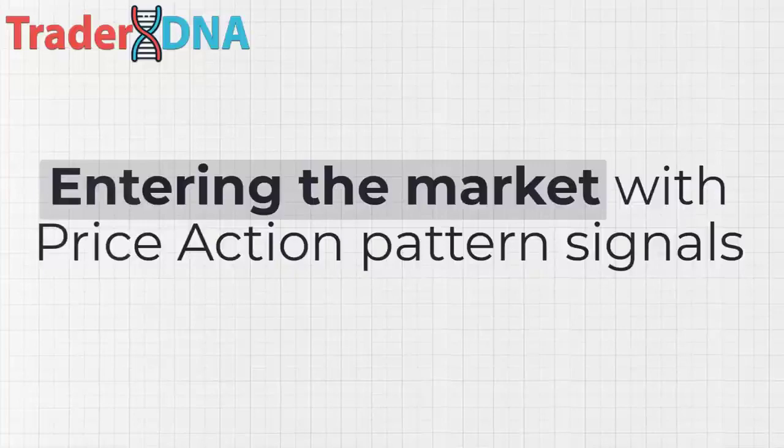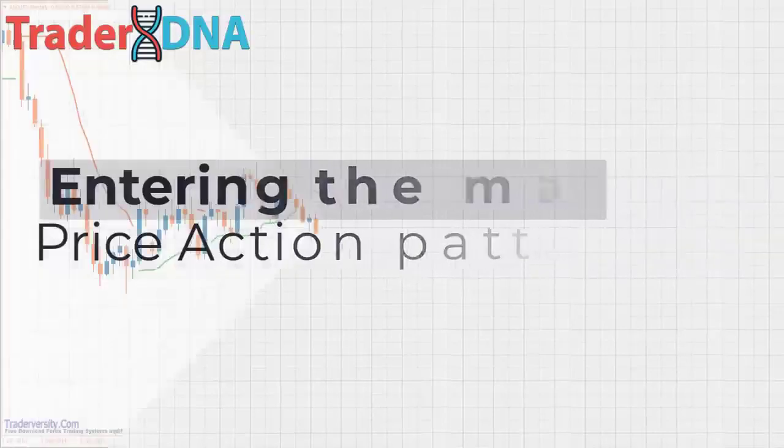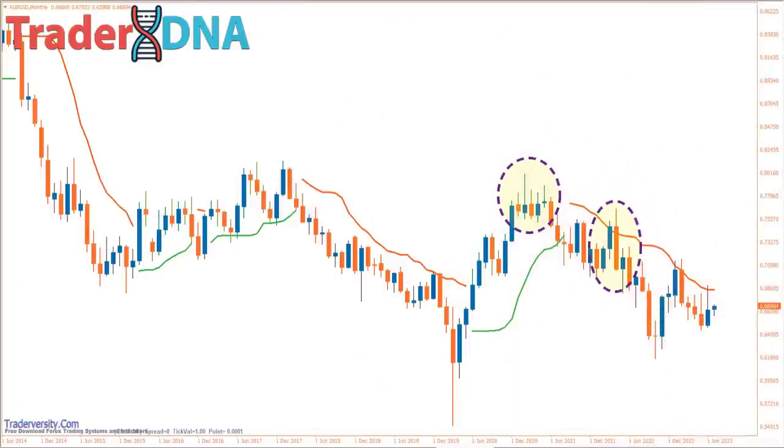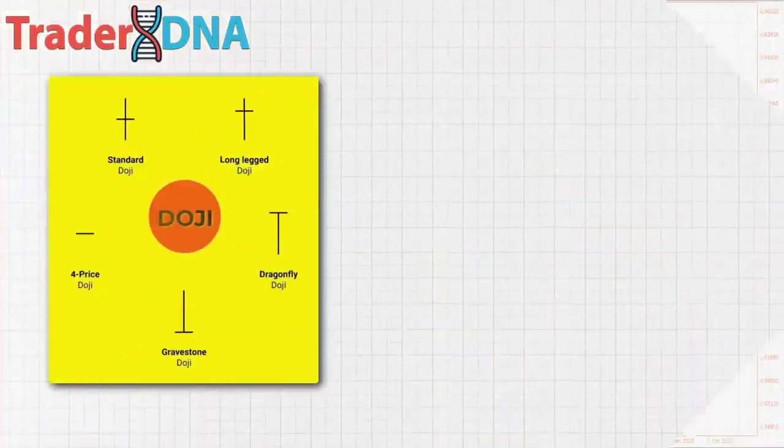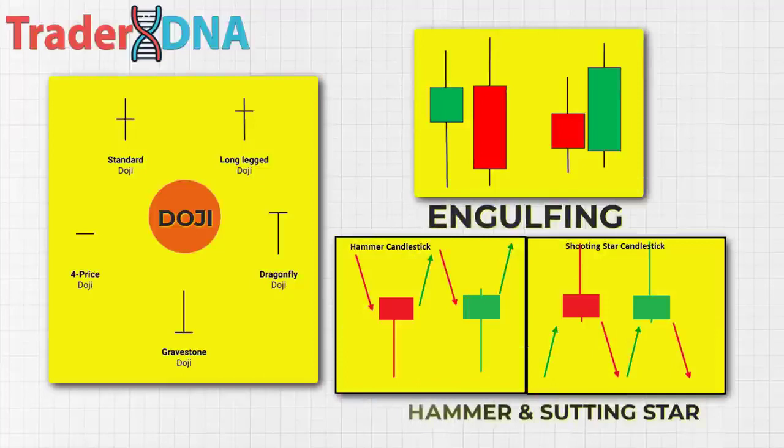Price action pattern signals refer to specific patterns or formations that occur on price charts, providing indications of potential market direction or future price movements. Traders look for specific patterns in the arrangement of candlesticks, such as doji, engulfing patterns, hammer, shooting star, and others. These patterns can indicate market trends, reversals, or continuation of existing trends.